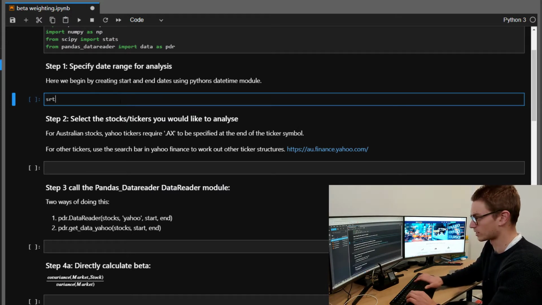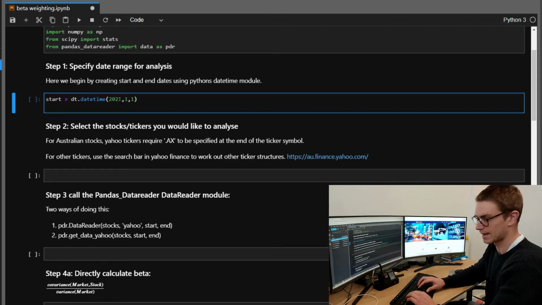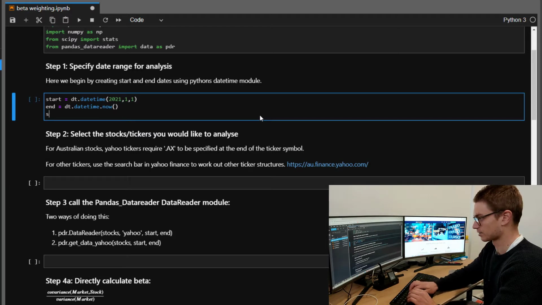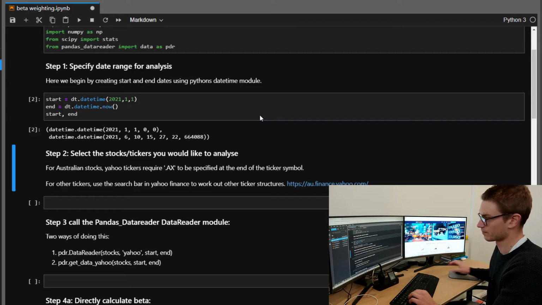So we need to import some kind of data between dates. So we're going to use the datetime module to grab a specific start date. So let's say from the start of this year, and an end date we're going to use as today. So we can just go datetime dot now, and we'll check those start and end dates.